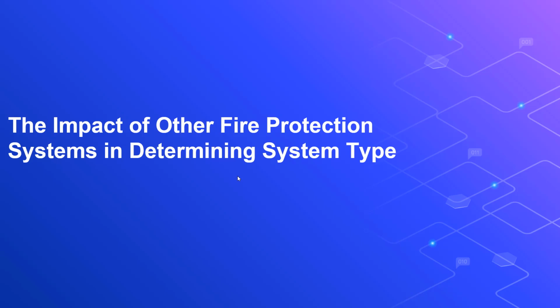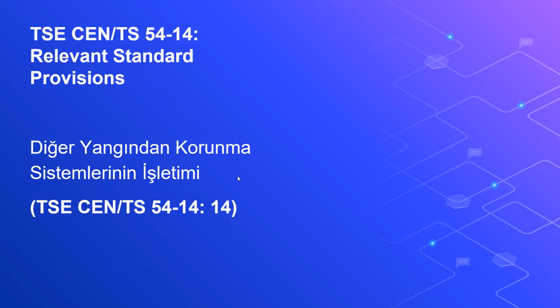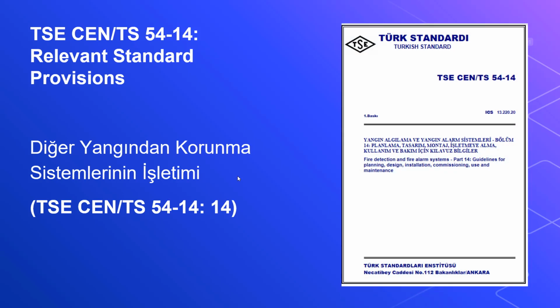The impact of other fire protection systems in determining system type. Let's look at the relevant standard provisions. The fire detection alarm systems can be used to provide initiation signals for other fire protection systems such as automatic fire extinguishing systems, smoke and heat control systems, systems triggering the release and closing of fire doors, voice evacuation systems.